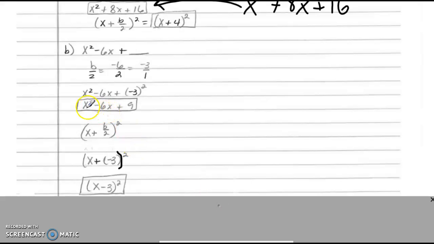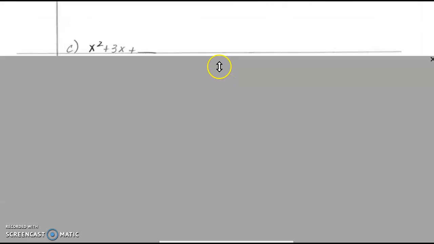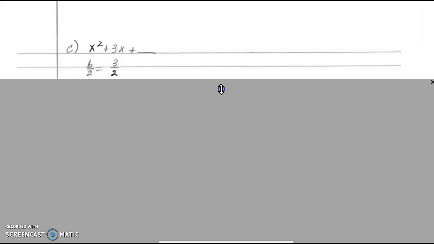So this factors this way, and we always write it as x plus b over 2, but if b over 2 is negative, it ends up making our squared quantity a subtraction. All right, so same steps. We're going to figure out what half of b is. b is 3. Half of b is 3 over 2, and I want you to leave that in fraction form.